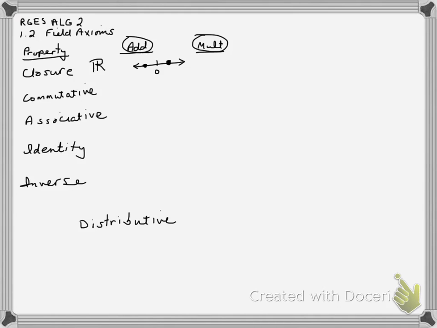The same is true for multiplication. If I take any values on the real number line and I multiply them together, my answer will also be on the real number line. So that's what closure is all about. Commutative has to do with changing the order.